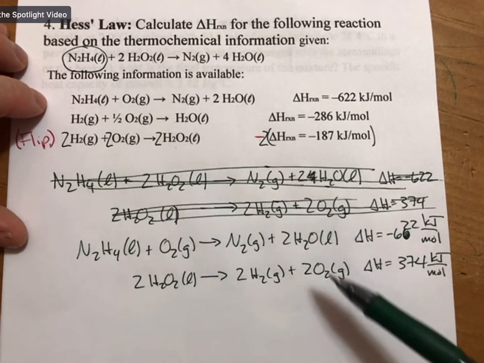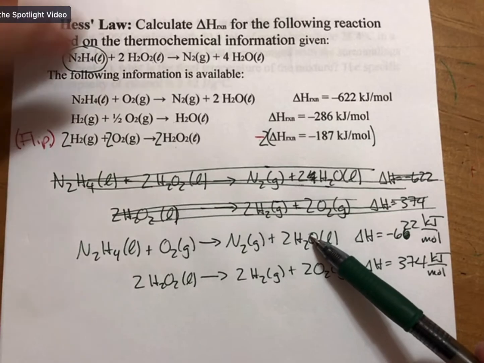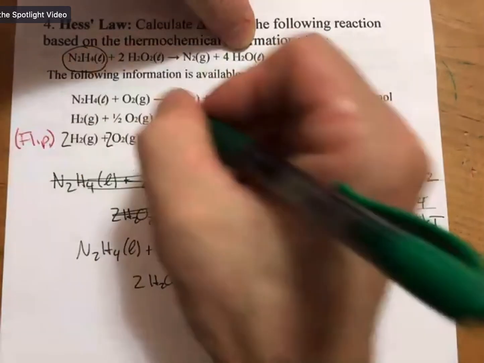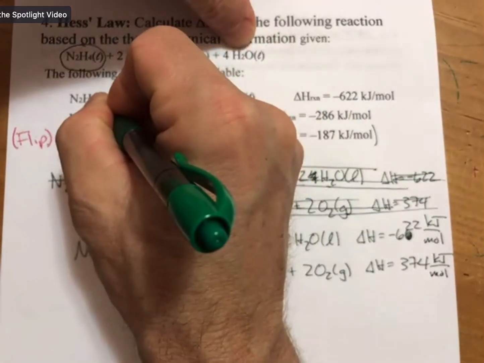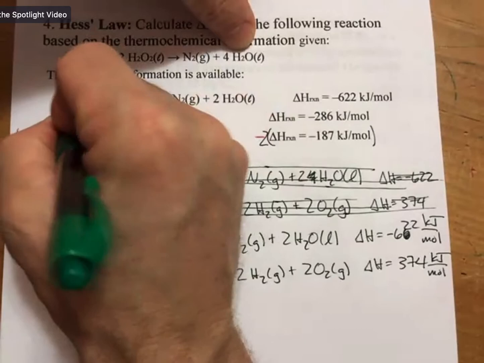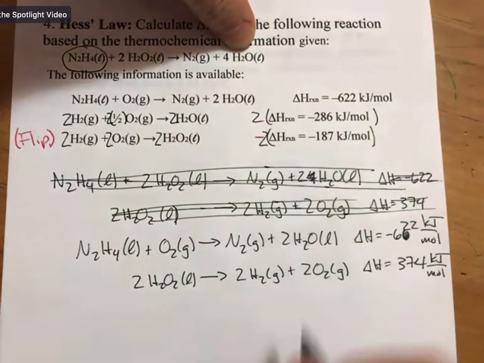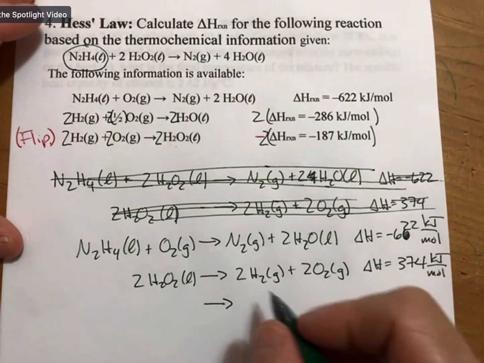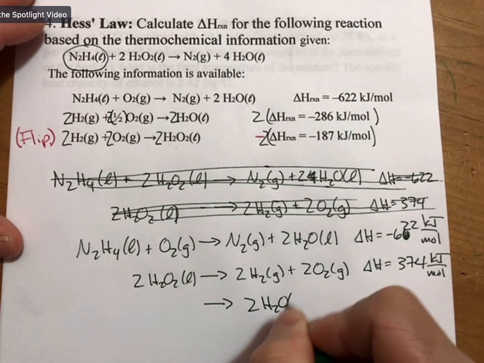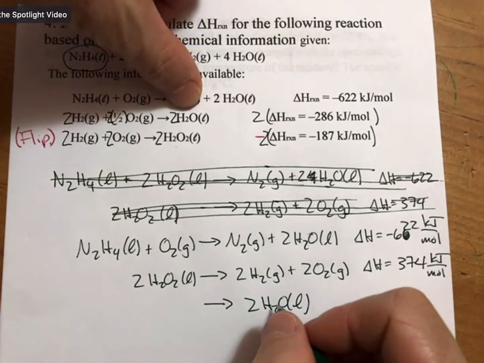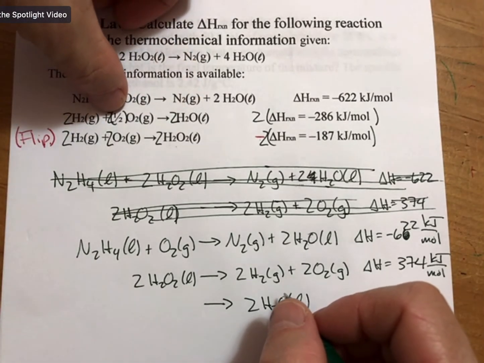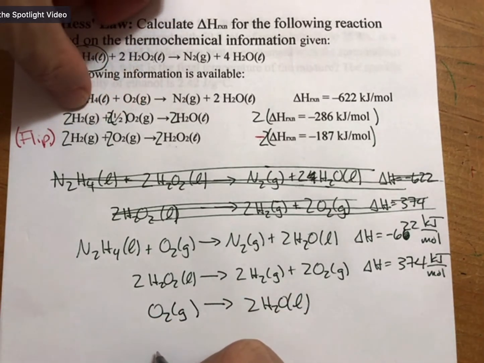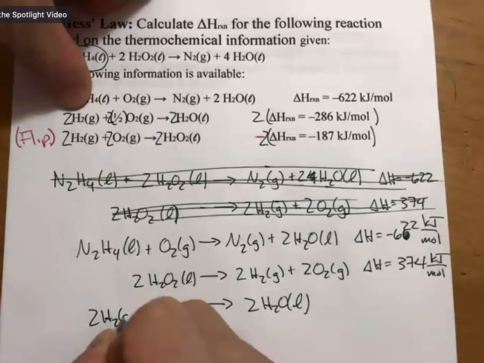Now I know that I have 2 H2Os. I need 4 H2Os, so hopefully I can multiply this one times 2. And multiply this times 2. And I'm just going to do it and see what happens. So I get 2 H2Os for my products. I have 2 times a half, which is 1 oxygen. And 2 hydrogen.